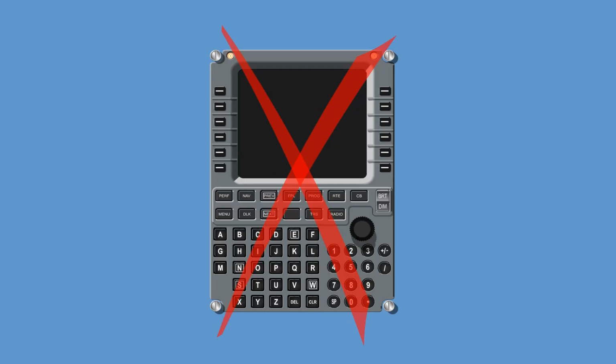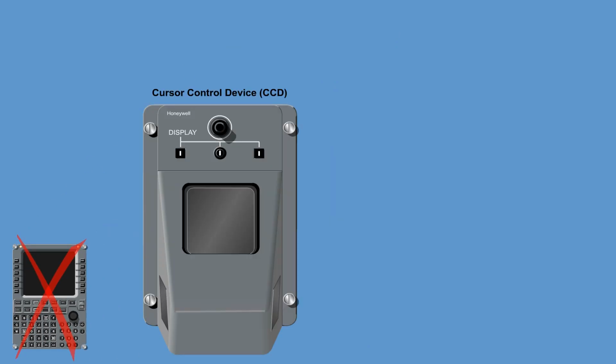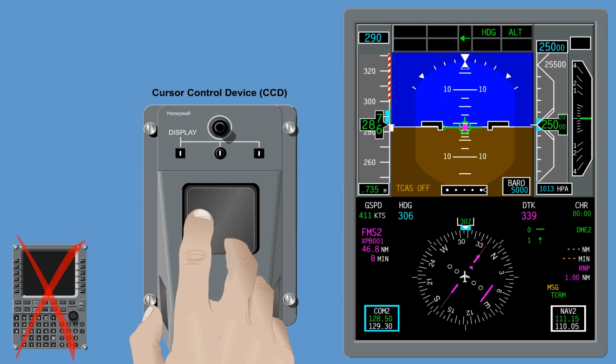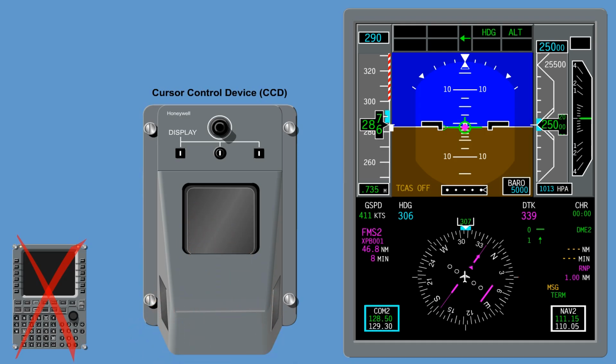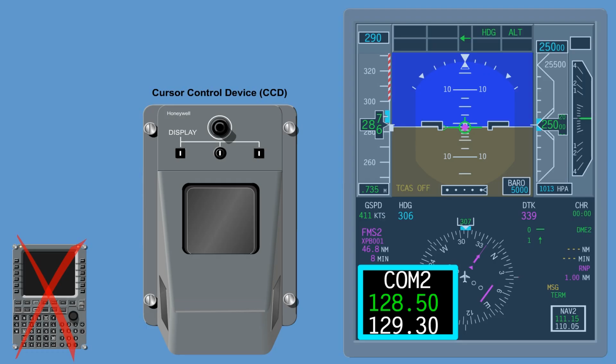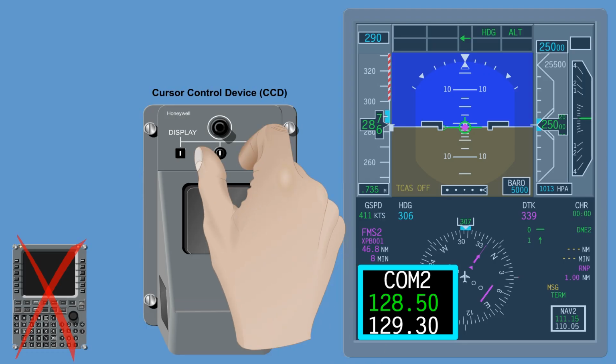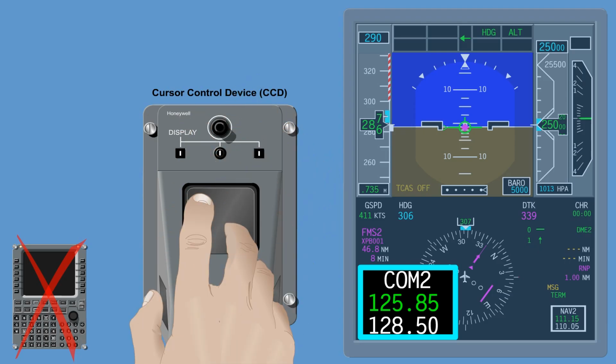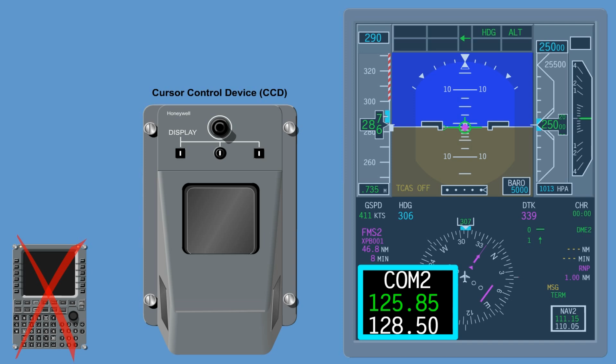In case of MCDU failure, the cursor control device and the PFD can be used to tune the radios. The standby frequency may be adjusted by turning the rotating knob according to the MCDU. Pressing Enter swaps the two frequencies.